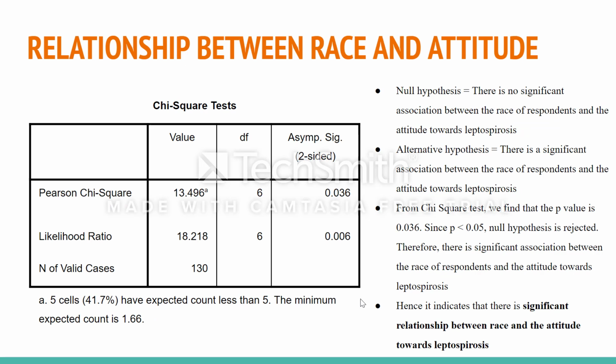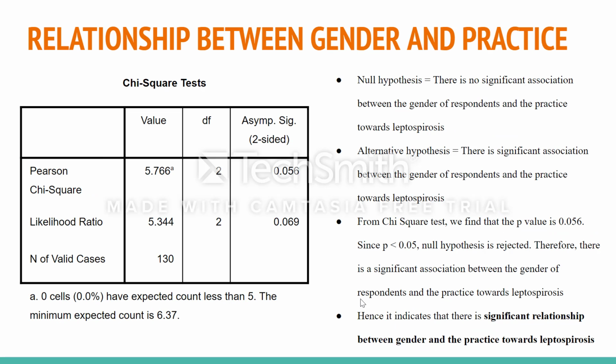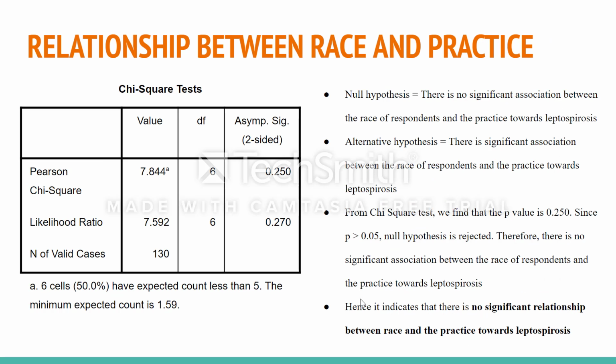For the relationship between race and attitude, the p-value from the chi-square test is 0.036 and it is lower than 0.05. Therefore, the null hypothesis is rejected. To conclude, there is a significant association between race and attitude. For the relationship between gender and practice, the p-value is 0.056 and it is lower than 0.05. Hence, the null hypothesis is rejected. We can conclude that there is a significant association between gender and practice. For the relationship between race and practice, there is no significant association.